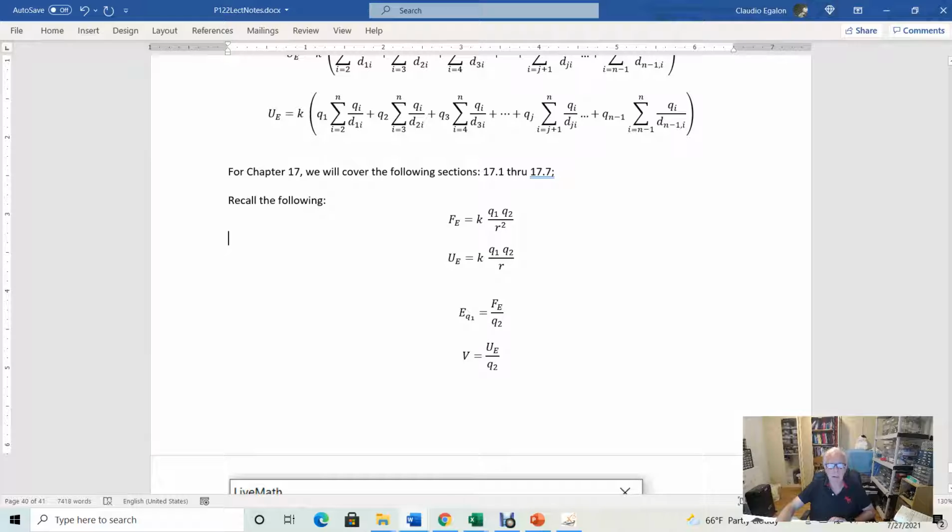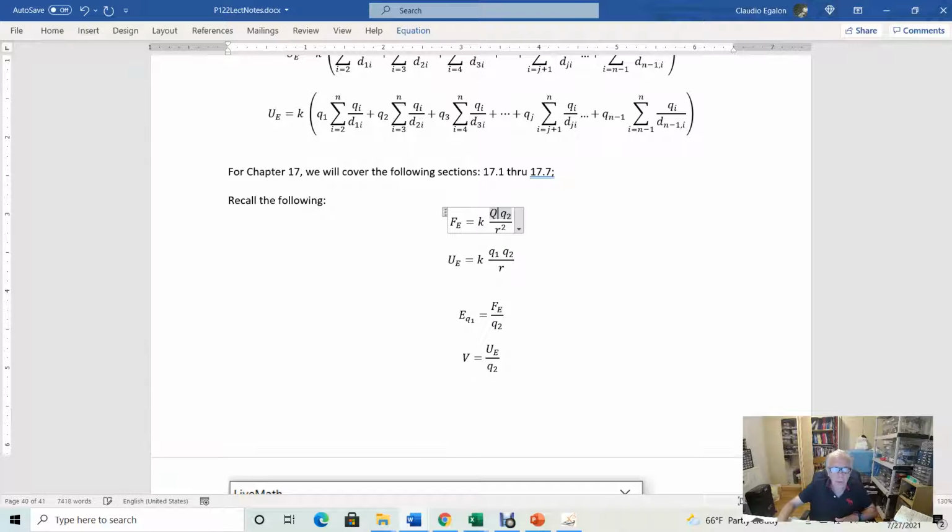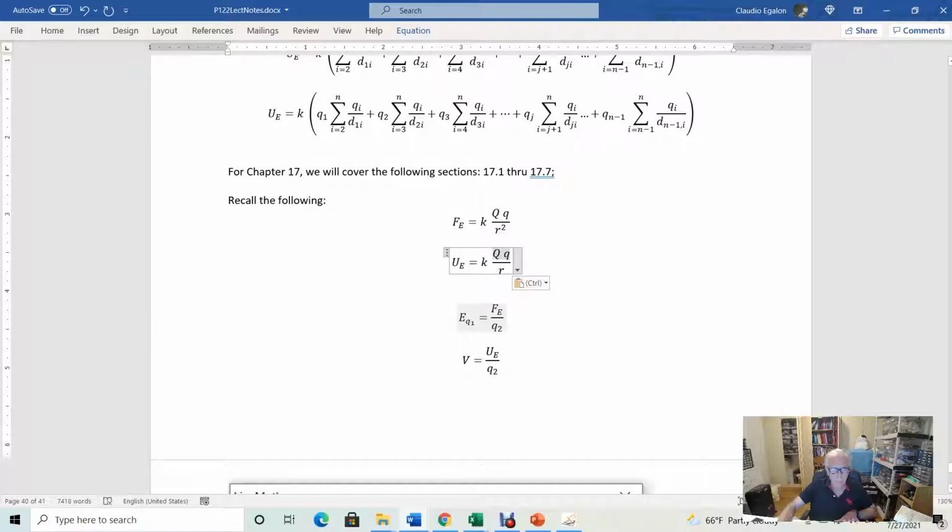But I'm going to do even better. I'm not going to represent it by Q1 and Q2. I'm going to represent it by a big charge Q and a small charge, lower q. And there's a reason for that. This Q here is much bigger than q. We do that just like the illustration that I did, that your book did as well.